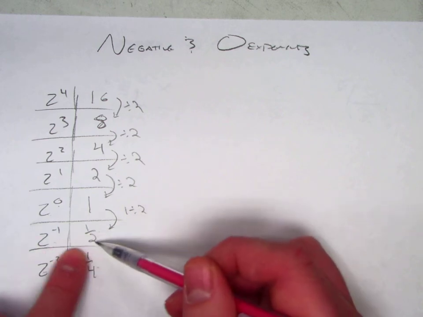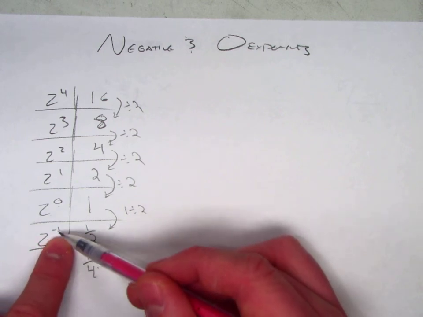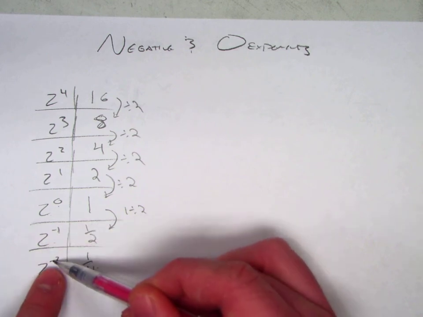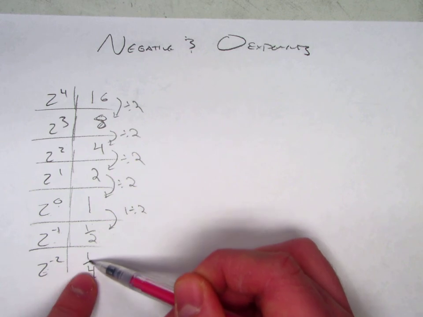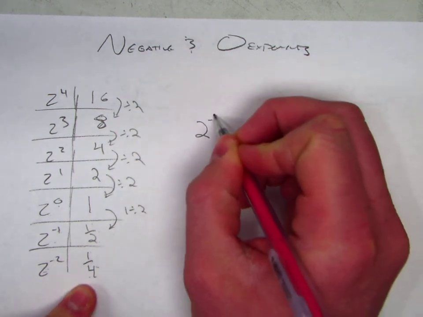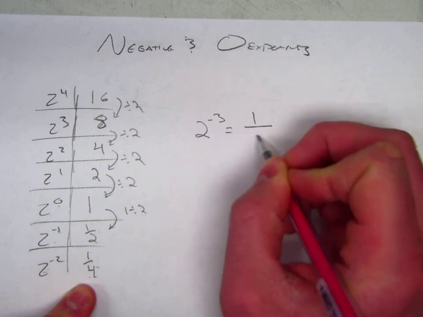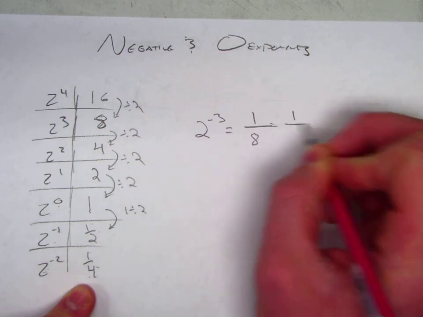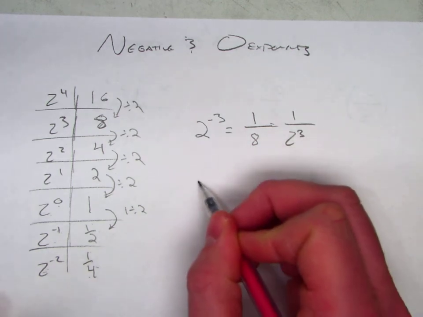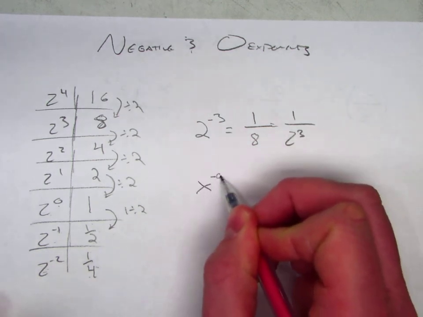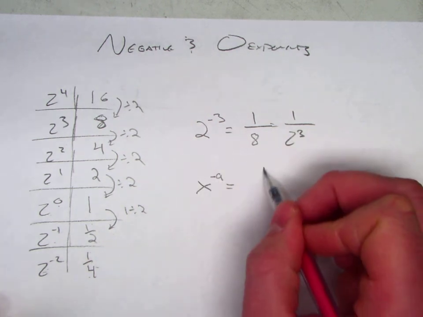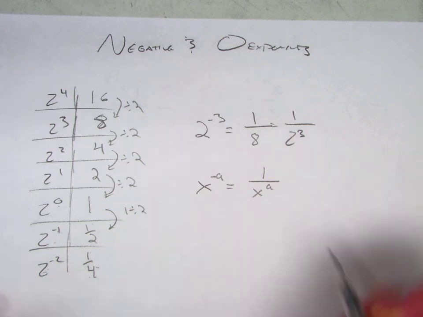But basically, what you're saying is if I have a 2 to the negative 1 exponent, that's the same thing as 1 over 2. And if I have 2 to the negative 2 exponent, that's the same thing as 1 over 2 squared. So 2 to the negative 3 would be the same thing as 1 over 8, or in other words, 1 over 2 cubed. And so the idea is that if you have a value raised to a negative exponent, that doesn't mean that this is going to be a negative answer. It means that it will be the reciprocal of that value.